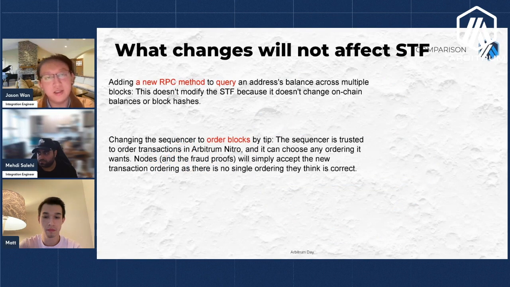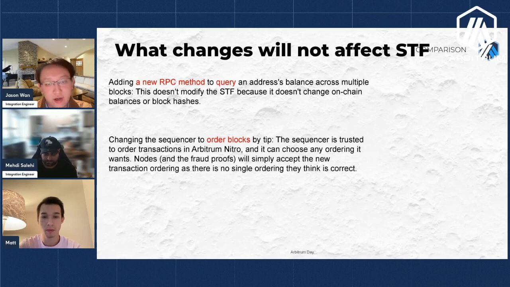So if you want to change the code in your Nitro code base, the changes that will not affect the STF are the simple ones. For example, if you want to add a new RPC method and this method is read only, you can just add it. It won't affect any other transactions, so you don't need to bother about anything. You can just add it to our Nitro code base, and it is okay.